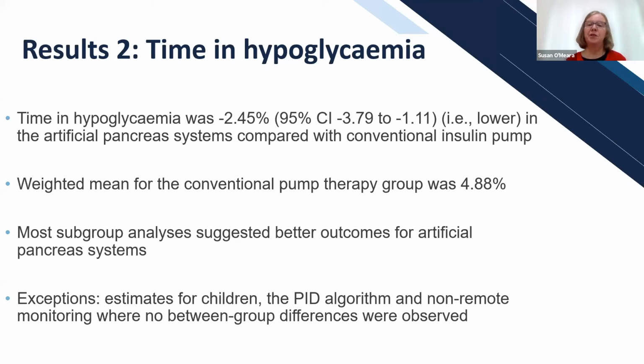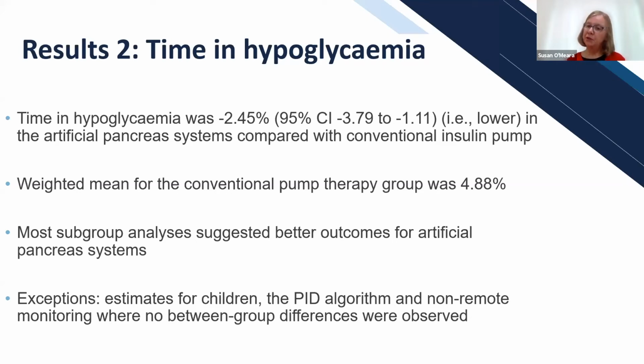And the 95% confidence interval indicates that it could have been as much as 3.8% less time in hypoglycemia, or around 1%. So the signs are there. It means that the time in hypoglycemia was lower for the people on the artificial pancreas systems. And again, the estimate doesn't include the point of no effect, so it indicates a between group difference in favour of the artificial pancreas systems for the overall analysis.